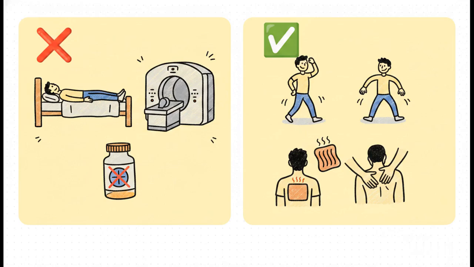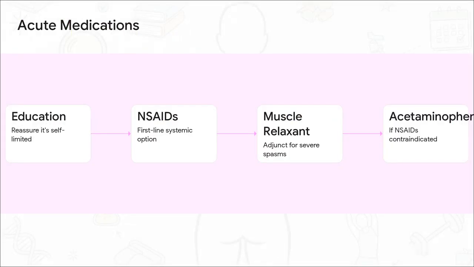Today, evidence-based practice is all about keeping the patient moving. We want activity modification, not bed rest. We only image for the ABCDE red flags, and for symptom relief, we lean heavily on non-pharmacologic therapies like superficial heat paired with the right first-line meds. If superficial heat and basic modifications aren't quite cutting it, we follow a very clear escalation ladder for acute pharmacotherapy.